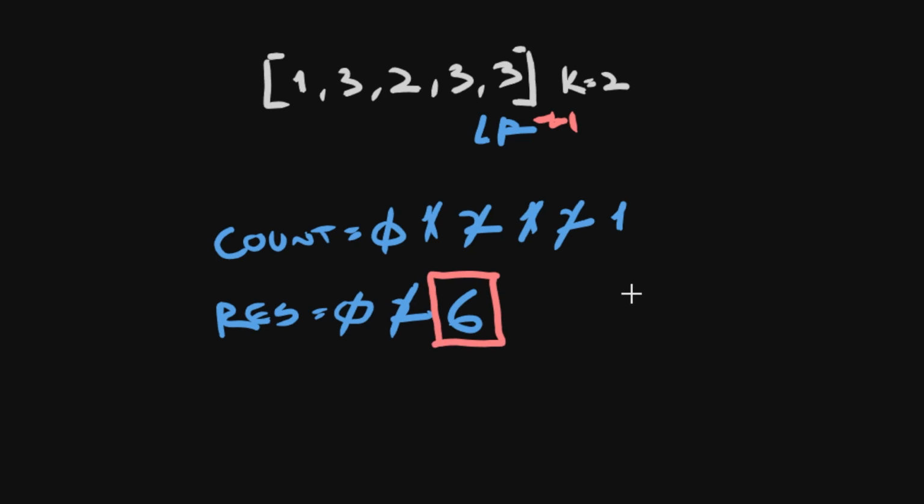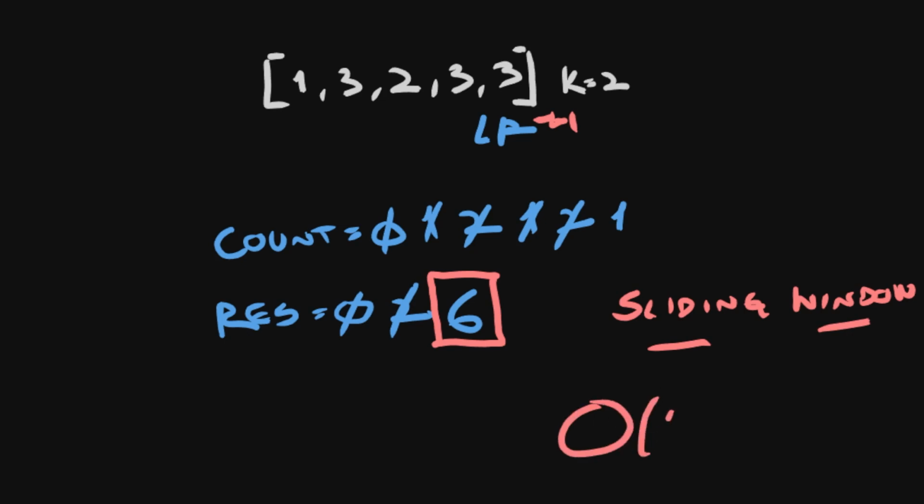Now remember, we are using sliding window, and time complexity will be big O of n, and space complexity will be big O of 1. So now let's go with the code, and hopefully you will get the idea.